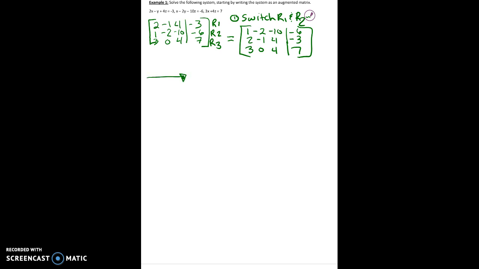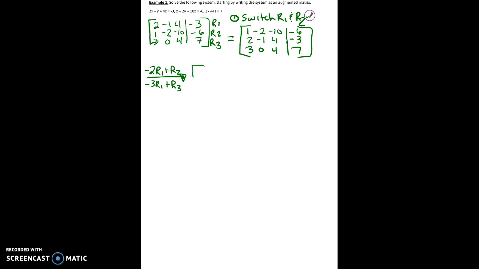So I want to get rid of this 2 right here. And so what I'm going to do is take row 1, multiply it by negative 2. So negative 2 row 1 plus row 2. And then I also want to get rid of the 3 down here in the third row. So I'm going to take negative 3 row 1 plus row 3. And this is the same steps that we did in Gaussian elimination. Remember, we tried to get rid of those x's in row 2 and row 3 first.